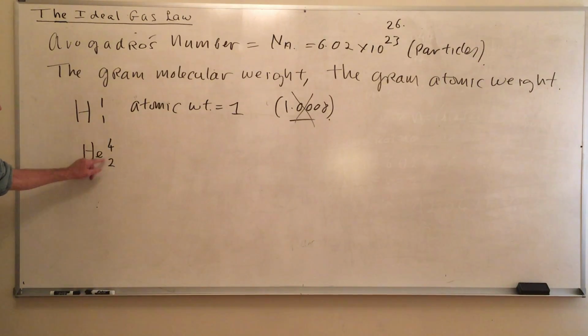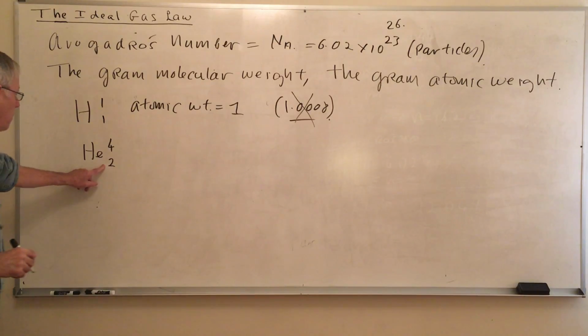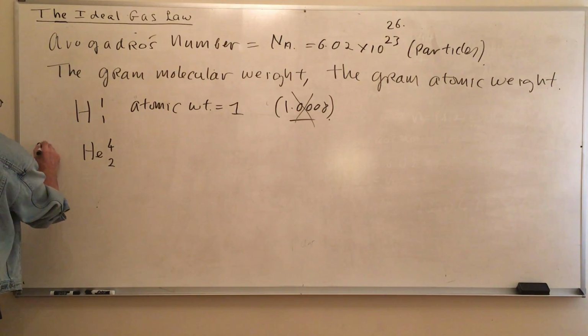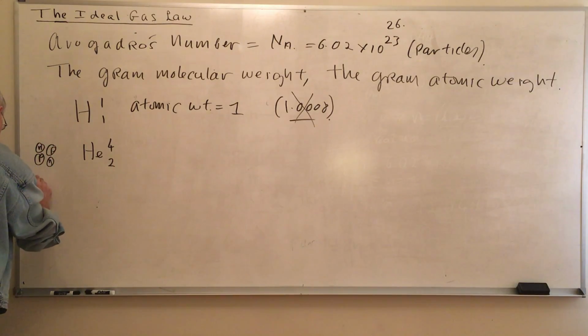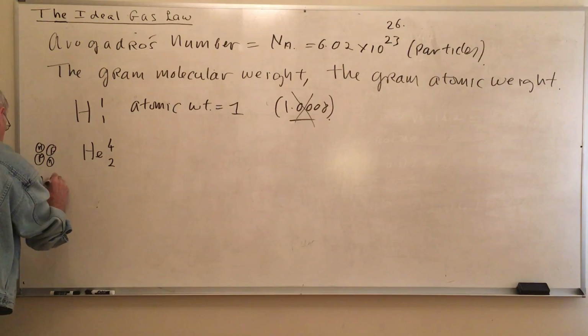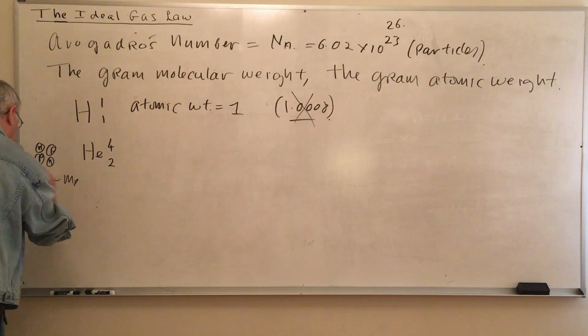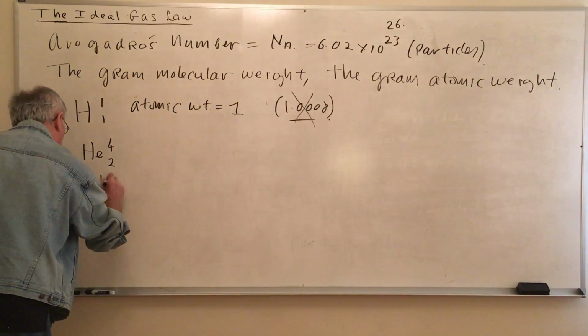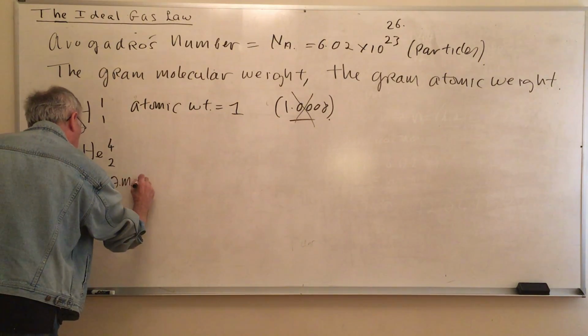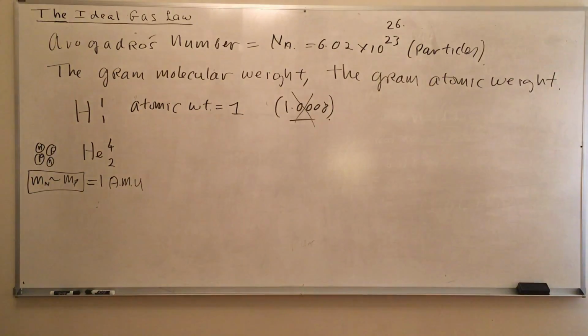Helium is atomic weight 4 and atomic number 2. Has 2 protons and 2 electrons. Sorry, 2 neutrons. And the mass of the neutron and the proton are approximately the same. We'll say that they are both 1 atomic mass unit. So that's 4 atomic mass units.